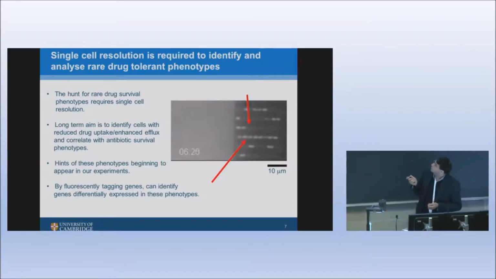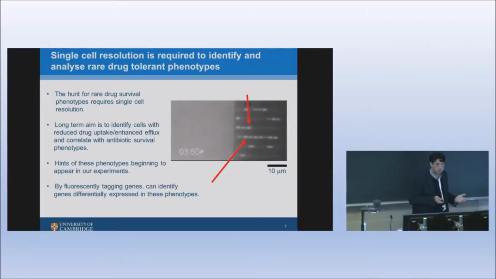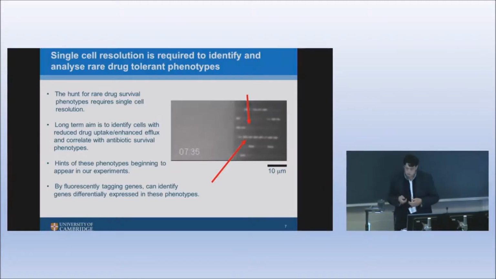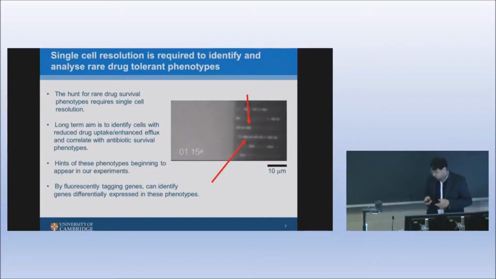Now, if you look at this video, you see that initially all these cells took up the antibiotic, but slowly you'll see a few which are just expelling it. And these are very likely candidates for persisters because they've thrown out the drug and are probably going to survive the antibiotic dose. So we are starting to see hints of these phenotypes in our experiments, and we can then start tagging certain genes which we suspect are involved in persistence and getting biomarkers for these phenotypes.